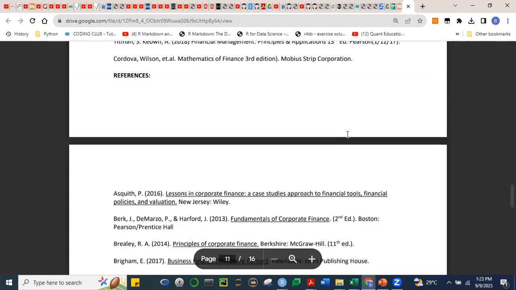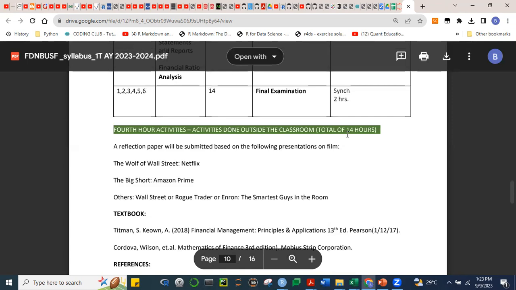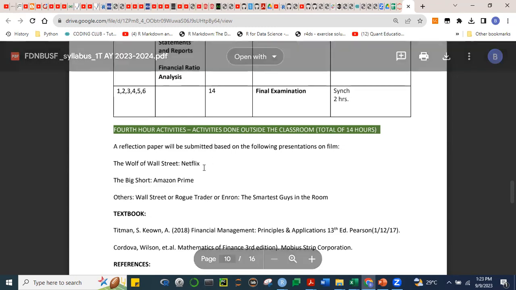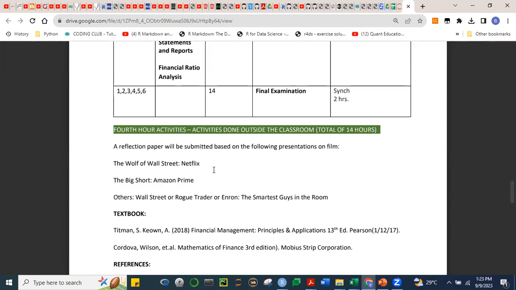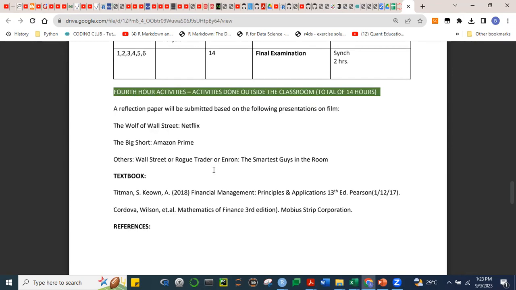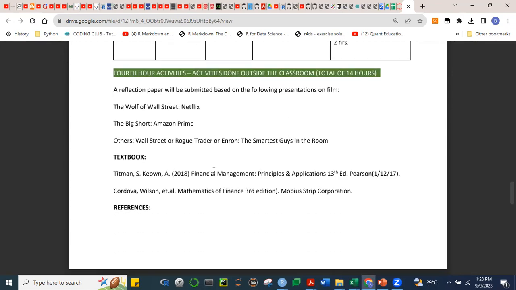So in a nutshell, that will be our lesson for this term, and you'll have here some references for your perusal, and also some movies that you will have to watch. For example, The Wolf of Wall Street and The Big Short. One is from Netflix, another one is from Amazon Prime. I'm not sure if The Big Short can be seen on YouTube, but let's see. The Rogue Trader, I think, is available on YouTube.